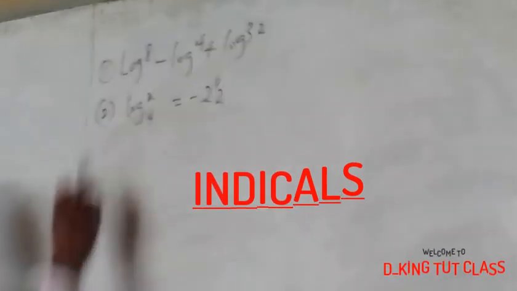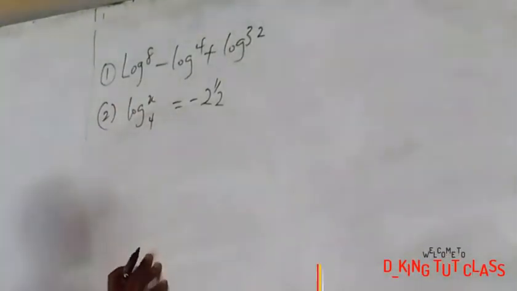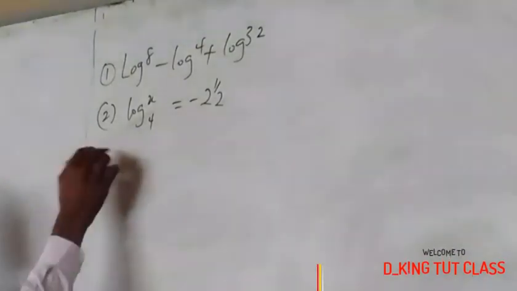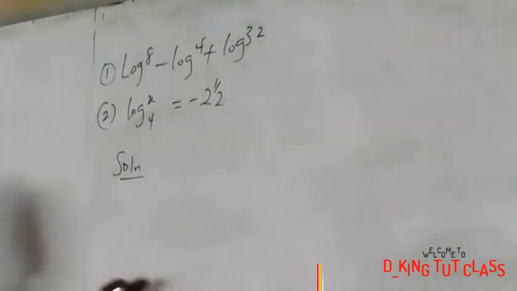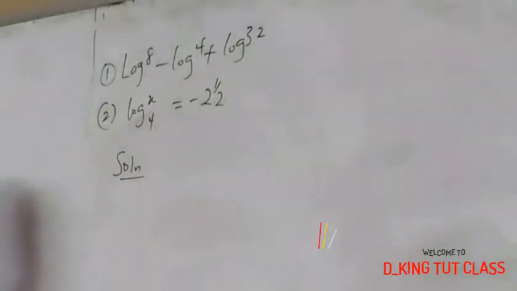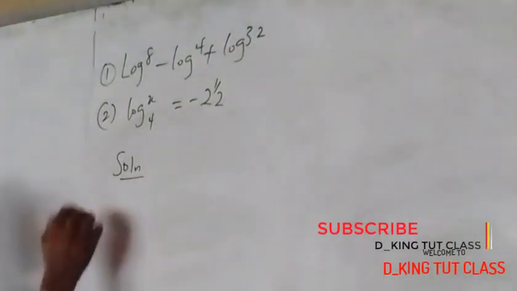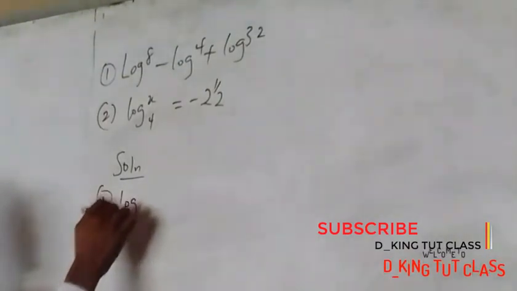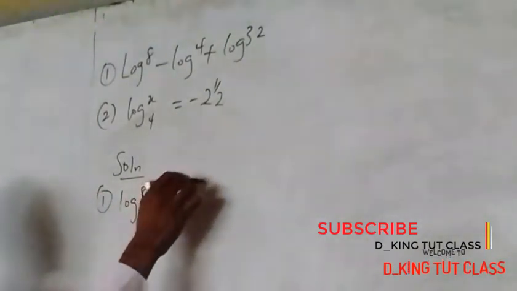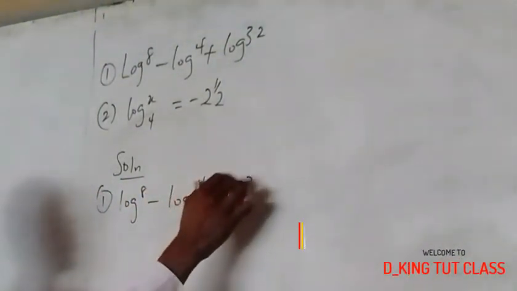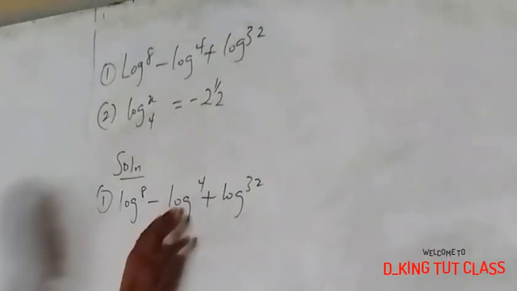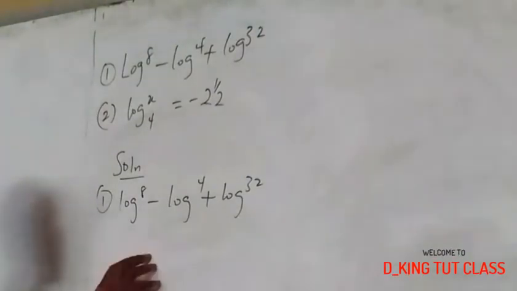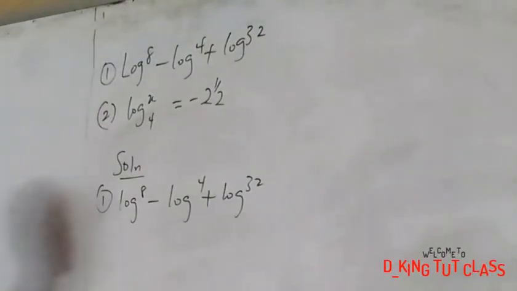So we have number 1 to be log 8 minus log 4 plus log 32. To solve these, you are going to be using the laws of logarithm. The basic thing about logarithm is to know the laws of logarithm. Everything here is in base 10, because any logarithm without a base is in base 10 generally.